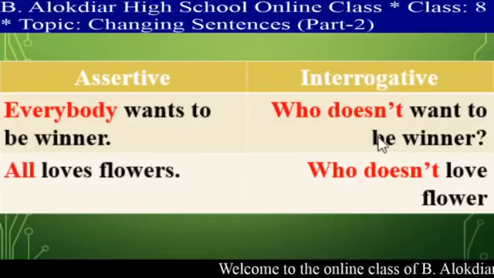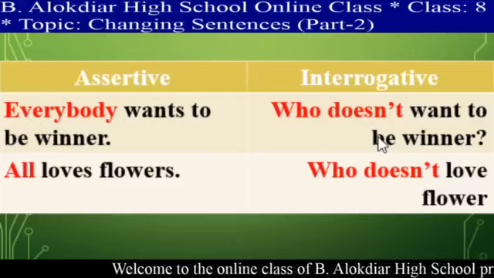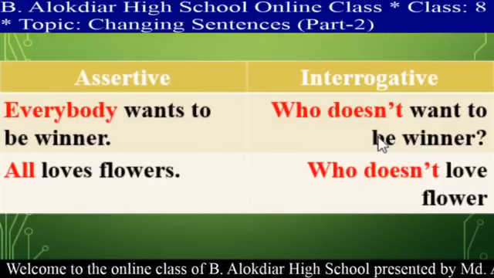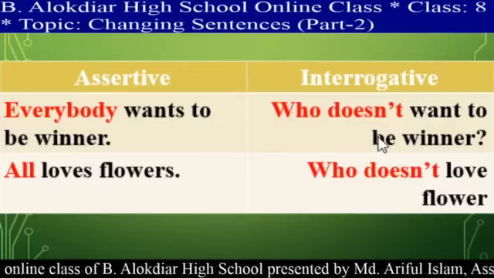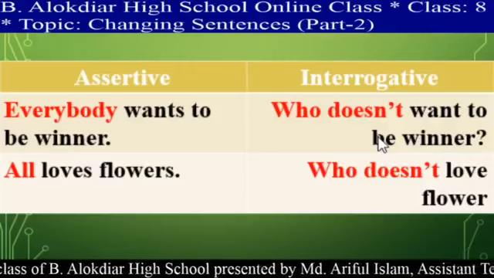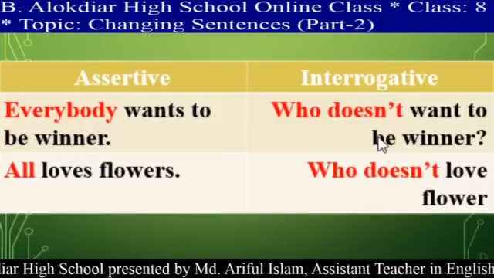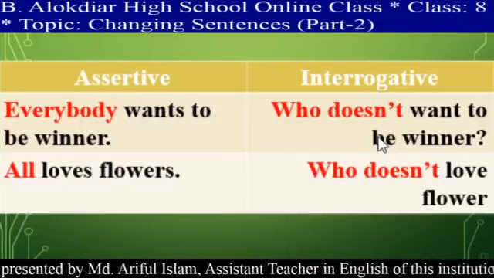In example B, one loves flowers. Here, who is used instead of one. We can see in this example that who is used instead of one, plus the auxiliary verb according to tense and person, then the base form of the verb plus the rest of the sentence plus note of interrogation. Let's see the rules.